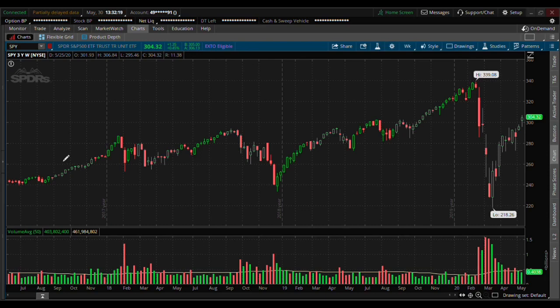You have two types of traders. You have a technical trader and a fundamental trader. A technical trader is a person that's going to be looking at the charts to make their decisions, and a fundamental trader is going to be looking at things like balance sheets, how a company's doing, and how they think the company will do in the future to make their predictions.